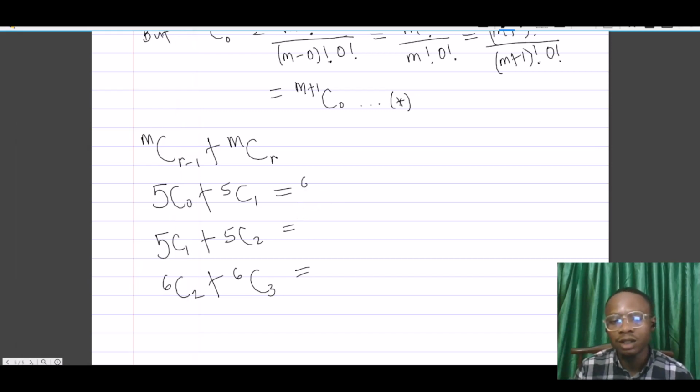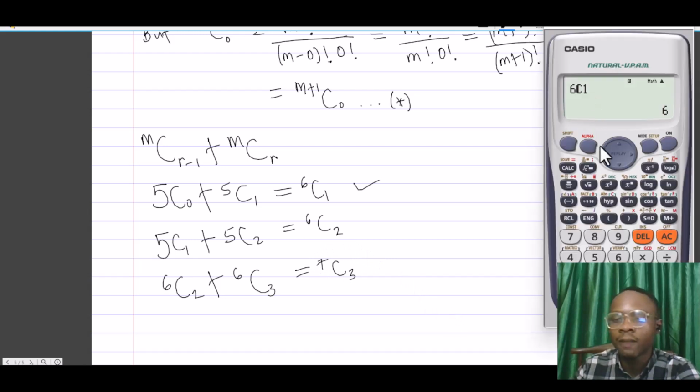So let's note that. If that formula is correct, we expect that this will be 6, that is, we increase this one here. That will be 6 combination, the higher of the two, which is 2. And we expect that if this is correct also, we increase this by 1, that will give us 7 combination, the higher of these two, which is 3. So let's check if this will be the same.